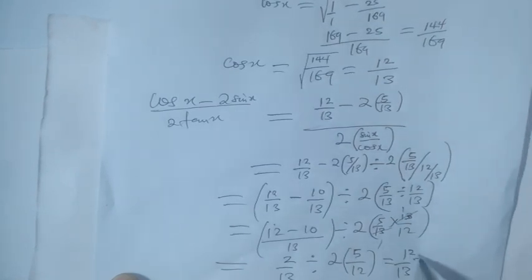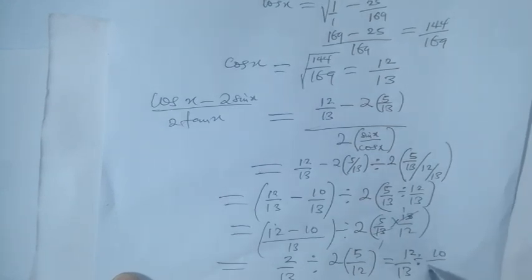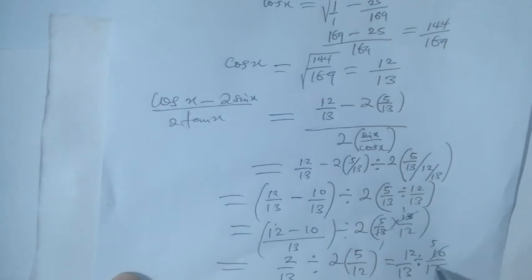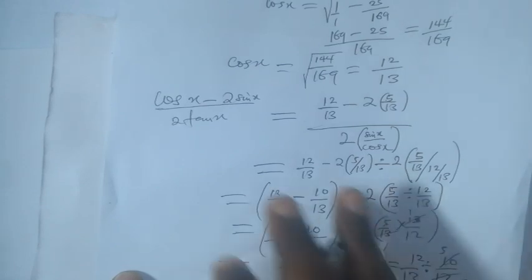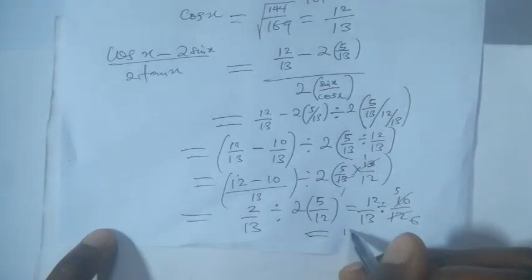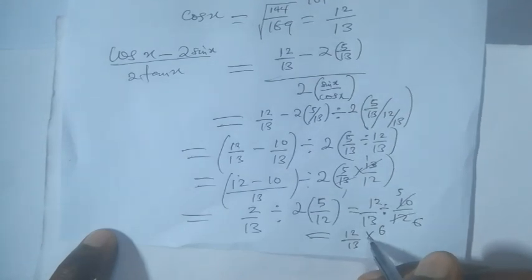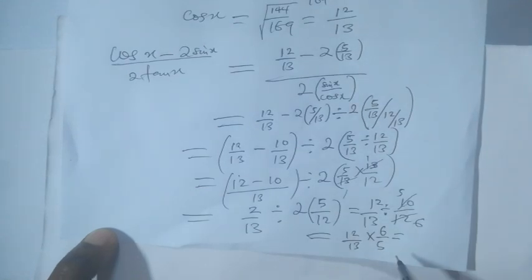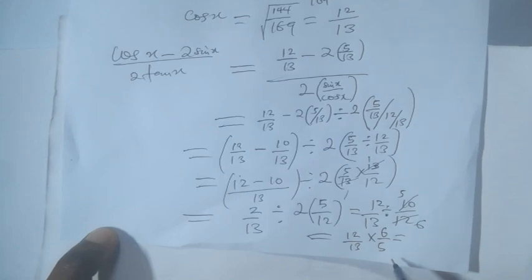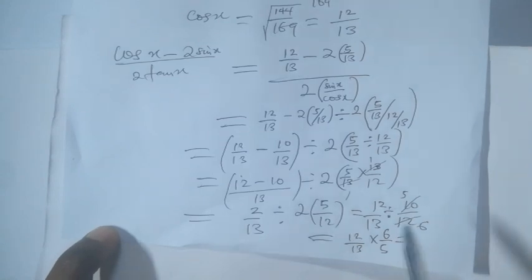This is divided by 2 times 5 is 10 all over 12. Dividing by 2 here, 10 becomes 5, and 12 becomes 6. So we can now have 12 over 13 times 6. Once I'm transforming to times, the denominator will go up and the numerator will come down.